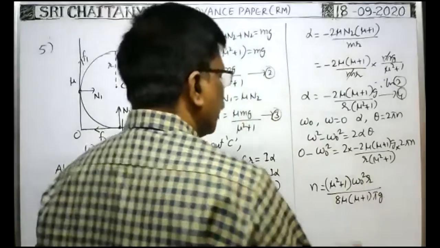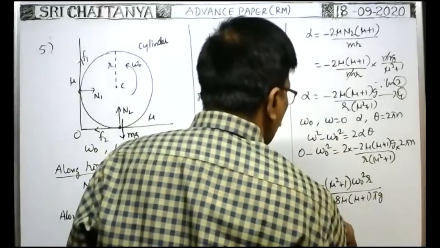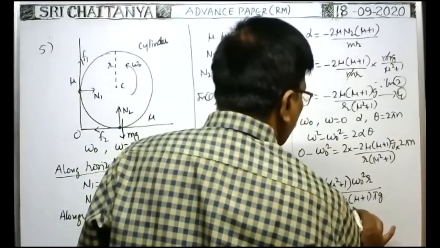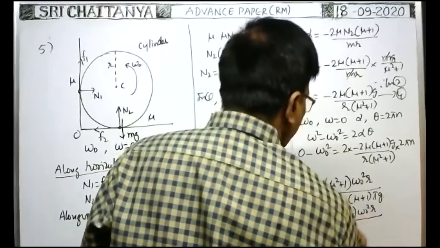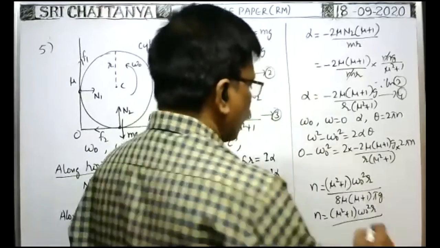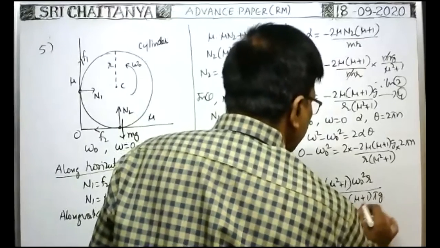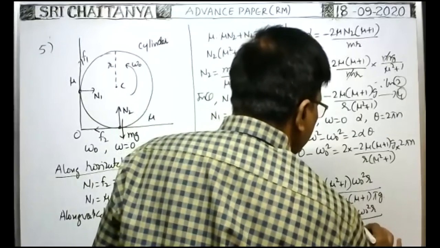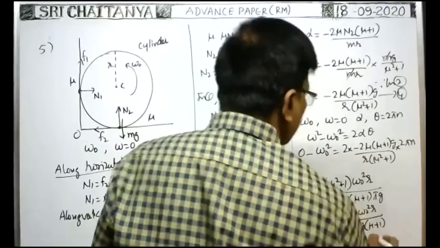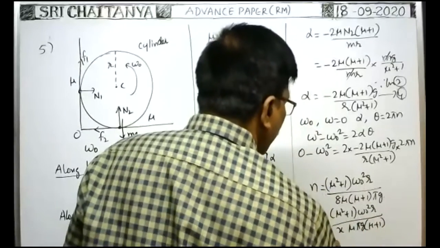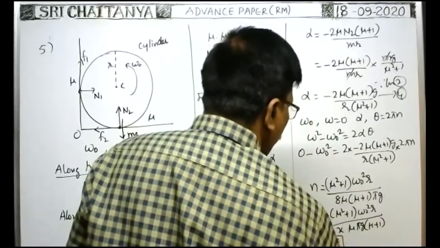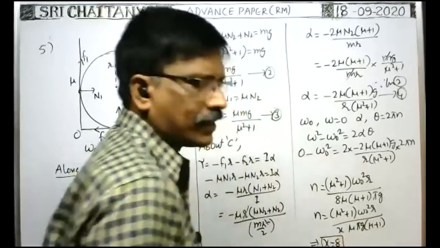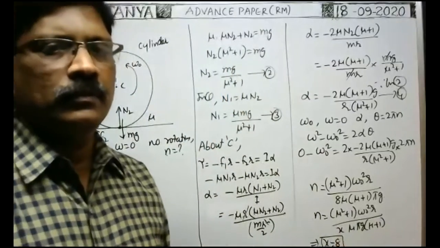Okay, so here the answer is given as n is equal to mu square plus 1 into omega naught square r by some x into mu pi z of mu plus 1, everything else given as it is. When you compare these two, we have x is equal to 8. So x is equal to 8 is the answer. They asked for x, so x is equal to 8.